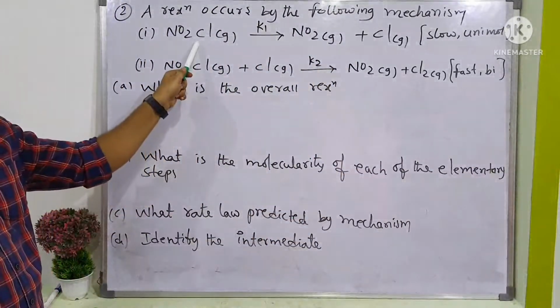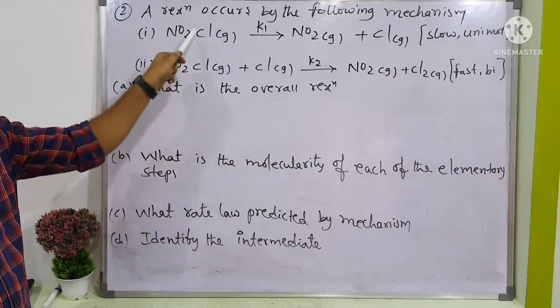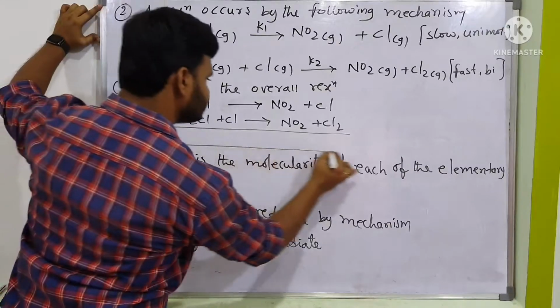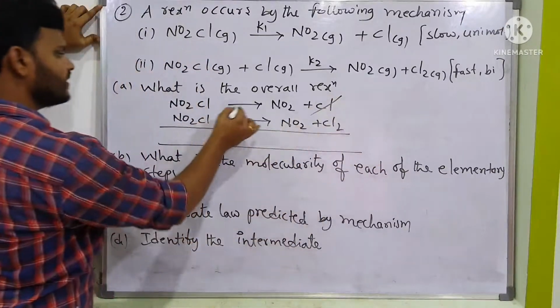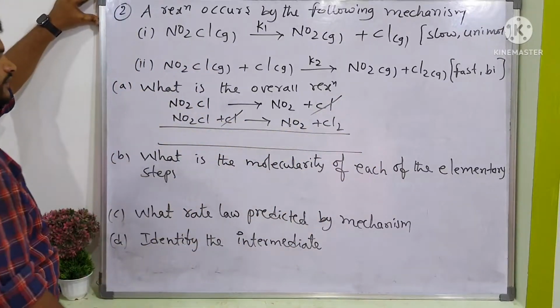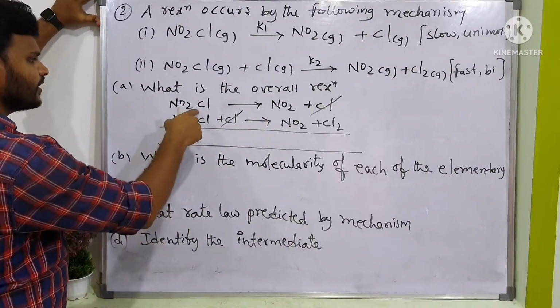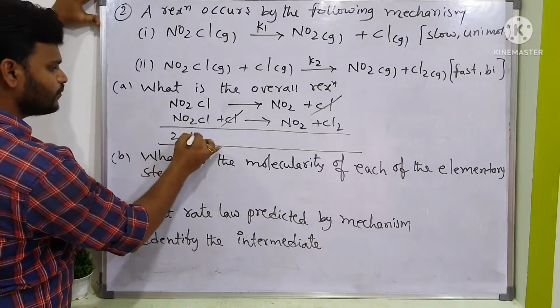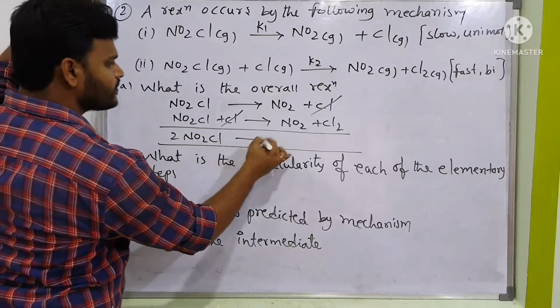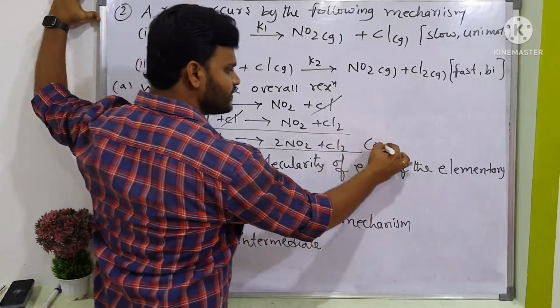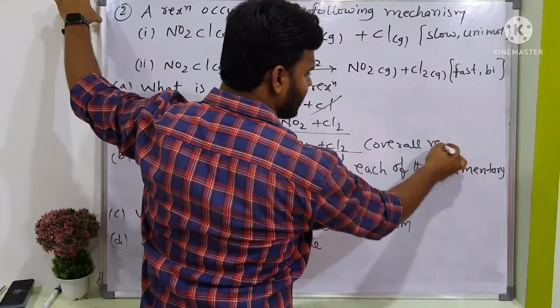This is one elementary reaction, this is another elementary reaction. वो दोनों add करो, क्या होते हैं? So here Cl gets cancelled. Next, nothing is cancelled. Next, NO2Cl, NO2Cl. 2NO2Cl gives rise to 2NO2 plus Cl2. So this is the overall reaction.